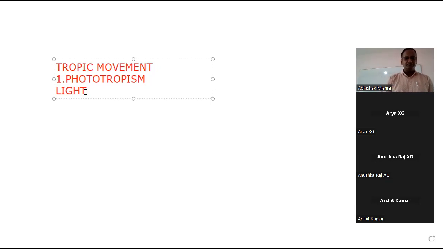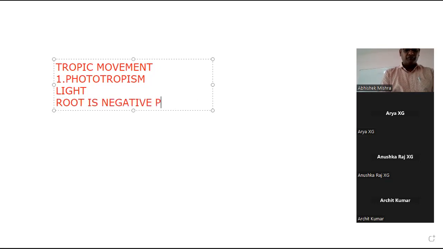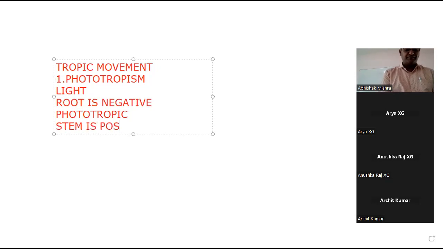So students, what will we be saying over here? Root is negative phototropic, while stem is positive phototropic.